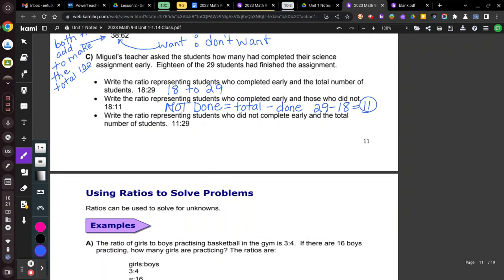Okay, so now it says write the ratio who did not complete early. Well, the not would be not and then total. That's for your notes to keep. Okay, that's done. Okay, thank you.